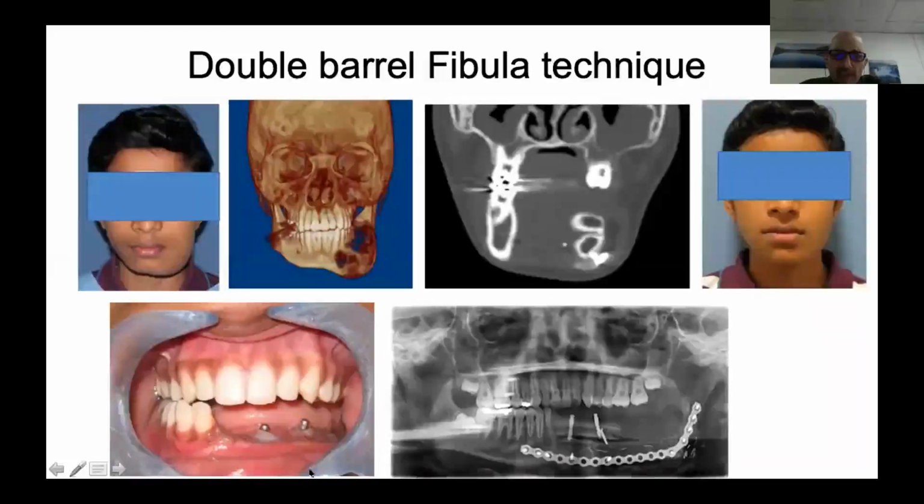Otherwise, if there is a single segment here, then you have to place it slightly upwards. If you place it slightly upwards, then there is a step deformity. There are solutions to deal with this situation, which will come in our other slides. But one way to avoid that is to use a double barreling of the fibula and have a proper dental and aesthetic rehabilitation.